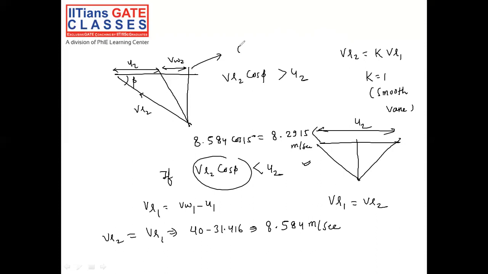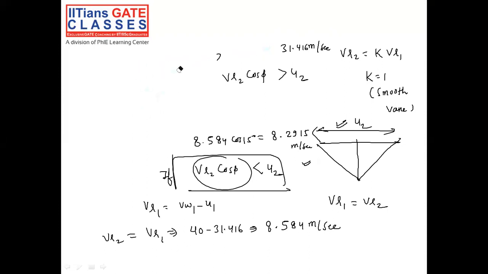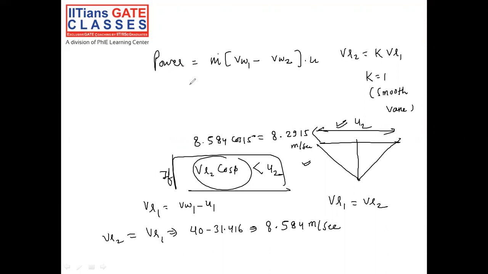What is U2? I told you U2 is equal to U1, 31.416 meter per second. Both will be the same. And of course, this condition is satisfied. So we can have the outlet velocity triangle something like this. And what is the formula? The power formula will be changing. The power formula will be mass flow rate times V omega 1 plus V omega 2 into U. That's very simple. Now it's a matter of putting values into the formula.